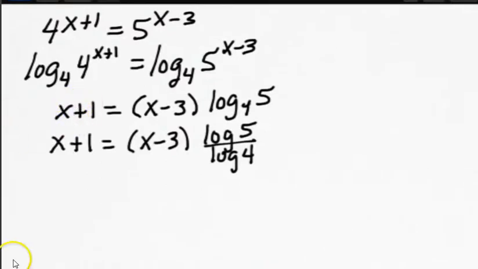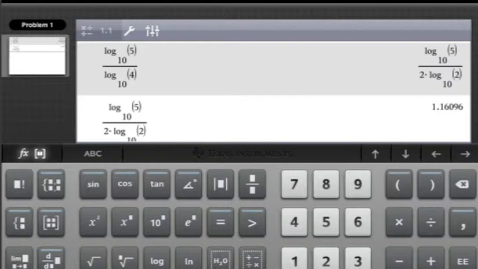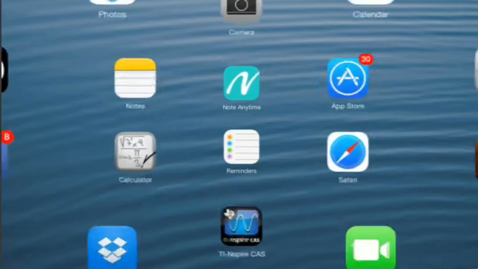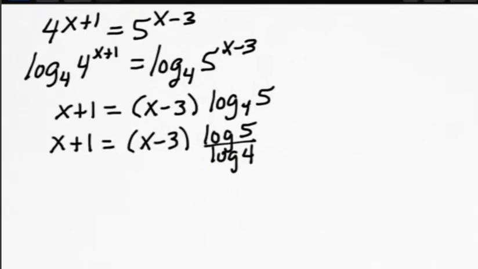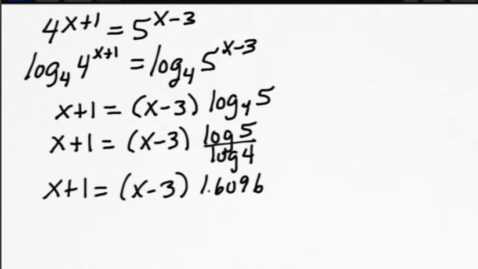I will get, okay, there's my answer, 1.6096, and obviously that's rounded, so I want to keep that on my calculator for future use. So I'm going to go back to my other screen that I was on. There we go. So this is x plus 1 equals x minus 3 times the quantity 1.6096. Now I'm not going to keep showing you all the calculator stuff I'm doing.